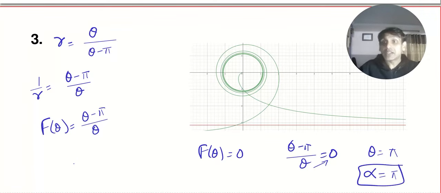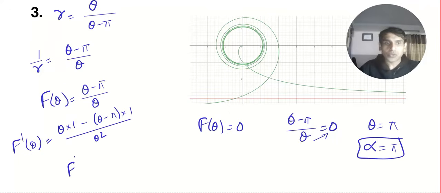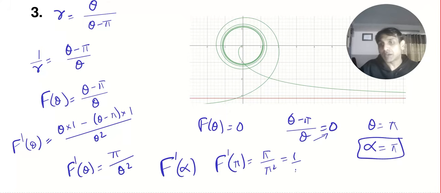What is step number 3? The derivative. So f dash of theta is equal to, apply u by v rule, denominator multiplied by 1 minus numerator multiplied by 1 by theta squared. So that simplifies to f dash of theta is equal to pi divided by theta squared. But we want f dash of alpha, that will be f dash of pi, that will be pi by pi square, that will be 1 by pi.